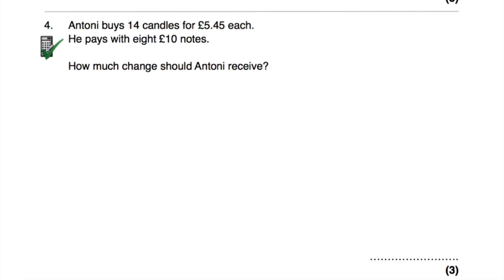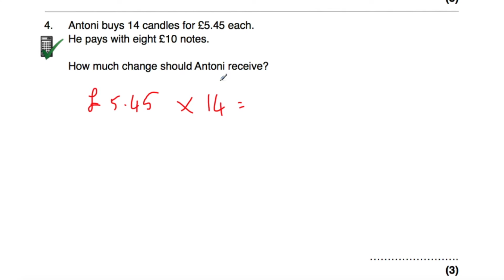Okay, let's have a look at our next question, question number 4. Question number 4 says, Anthony buys 14 candles at £5.45 each, and he pays with 8 £10 notes. And the question says, how much change should Anthony receive? Okay, so let's work out the total cost of the candles. Each candle costs £5.45. And he buys 14 of them, so let's multiply by 14, and it's a calculator question.